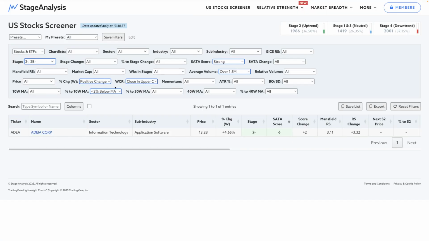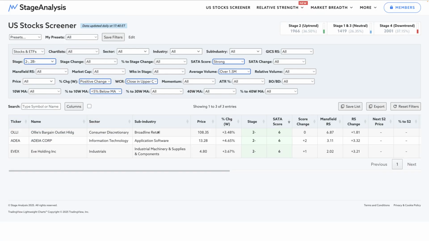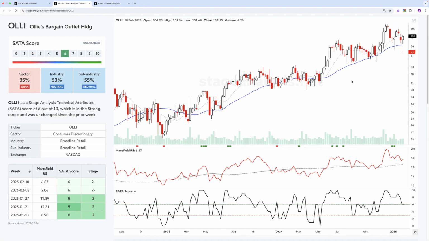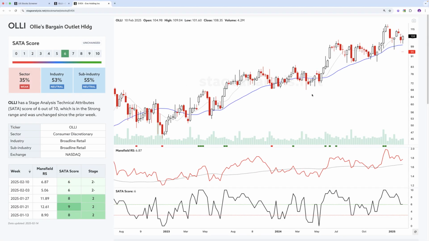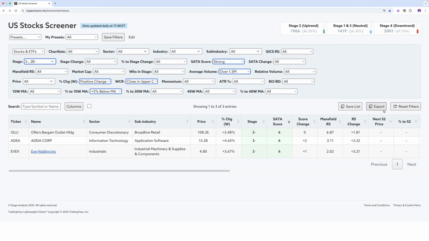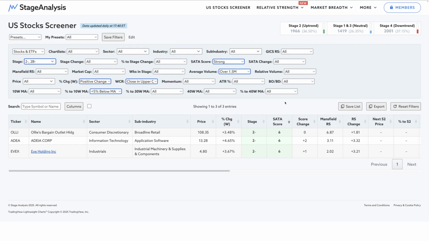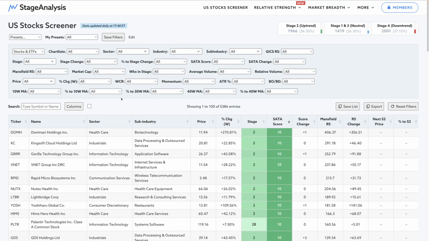So if I change this out a bit, spread it out a bit to say 5%, so you can see here we've got a few others just sitting underneath the 10-week moving average in stage 2 minus here. So that's one way that you can use that. You can obviously do combinations with these.